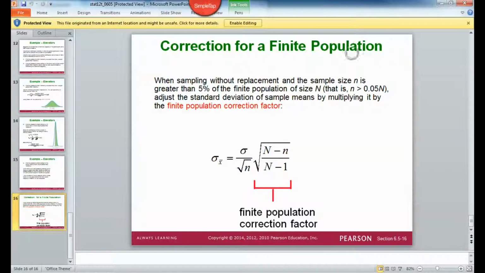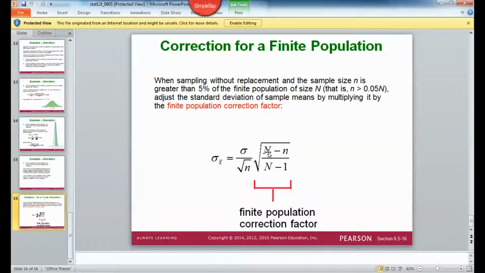All right, correction for a finite population. When sampling without replacement, and I don't know that you'll need this formula. I just want to go over it real quick. I don't think your homework or you're tested on this. When sampling without replacement, and the sample size n is greater than 5% of the finite population of size capital N, that is, lowercase n is greater than 0.05 of capital N, adjust the standard deviation of sample means by multiplying it by the finite population correction factor. And this right here, this part, is the finite population correction factor.